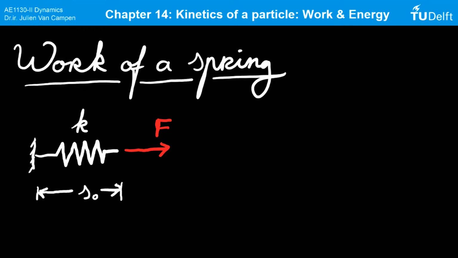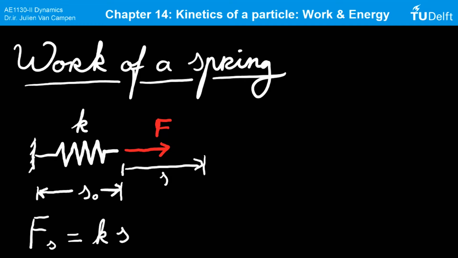Another example of a conservative force is the force of a spring. Here I consider a linear spring. This means that the spring force is a linear function of the displacement of the spring from unstretched condition S0. The spring force becomes Fs equals K times S. K is a so-called spring stiffness.